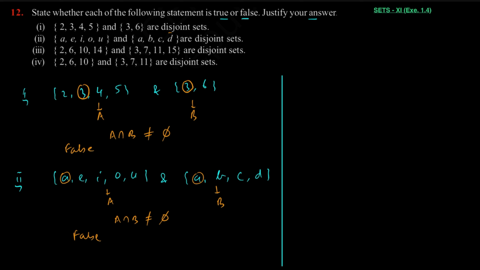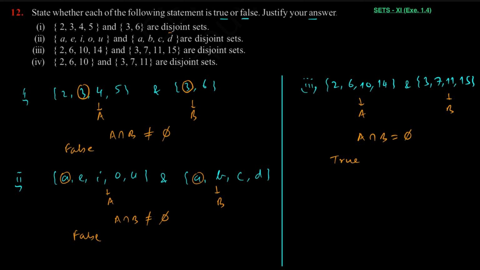Part number 3. We have a set with elements 2, 6, 10, and 14, and we have another set with elements 3, 7, 11, and 15. Let us name this set as set A and this set as set B. So here one can observe that there is no element common in these two sets. So one can say that A intersection B is an empty set. So this statement is true as these two sets are disjoint.